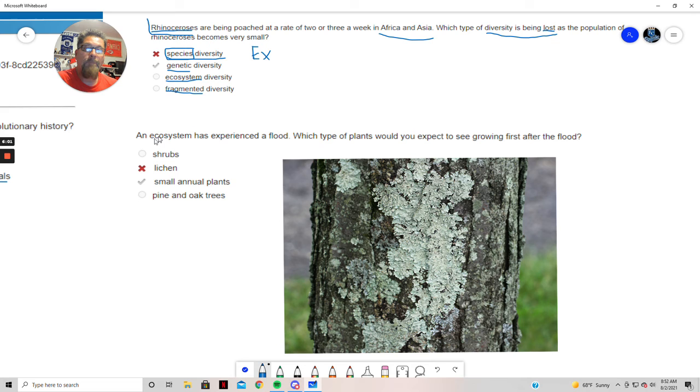Okay, so the last one: an ecosystem has experienced a flood. Which type of plants would you expect to see growing first after the flood? Your choice was lichen, and I'm not sure if you understand what a lichen is or not, but this is a lichen right here. It is not so much of a parasitic plant. It's more of a fungus type thing. So I guess you could argue that it is parasitic if it's going to eat dead material, but it doesn't eat living material. It doesn't have a host. But anyway, that's a lichen right there, and you will find them on, of course, trees. And if you have to be something that grows on something else, that means you can't be first.